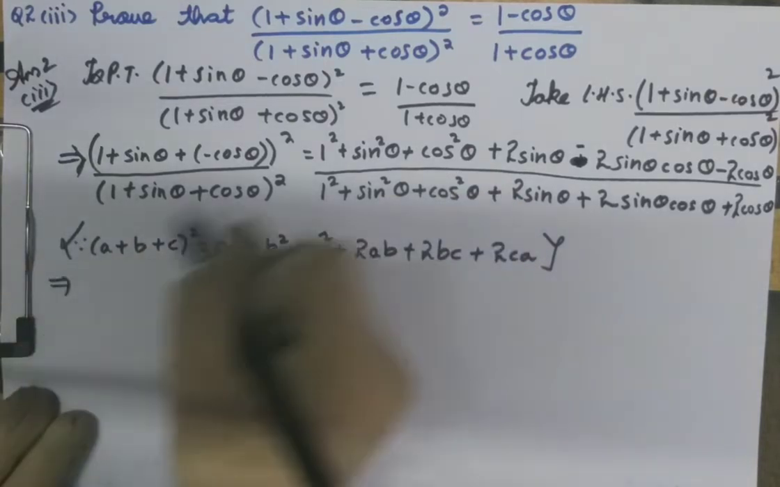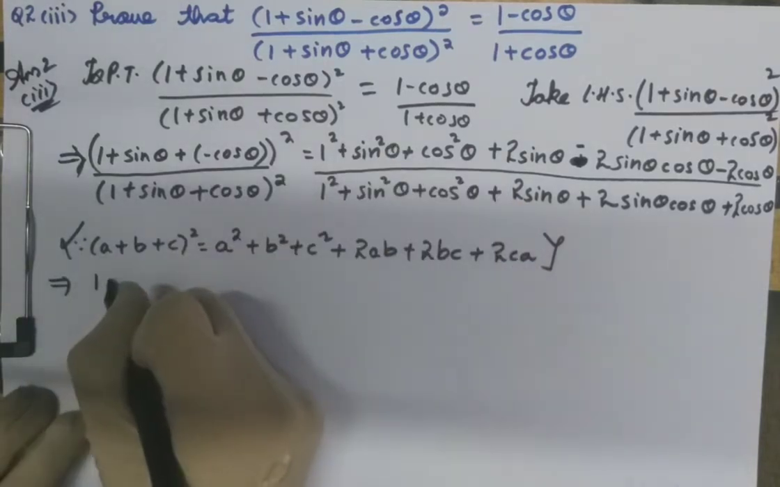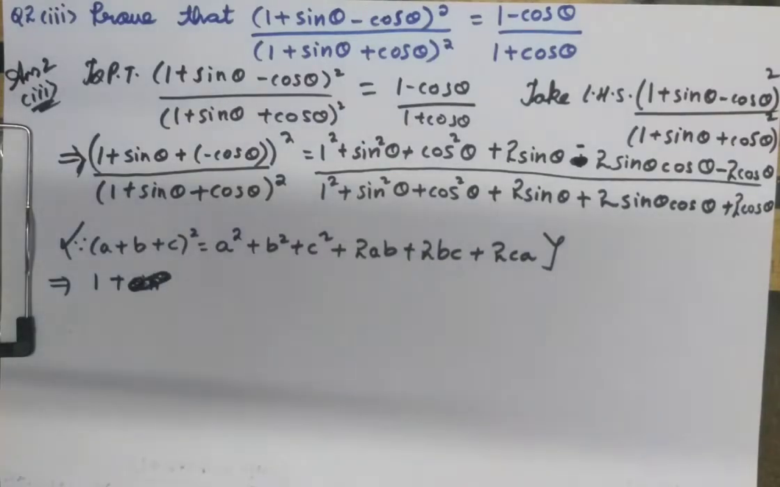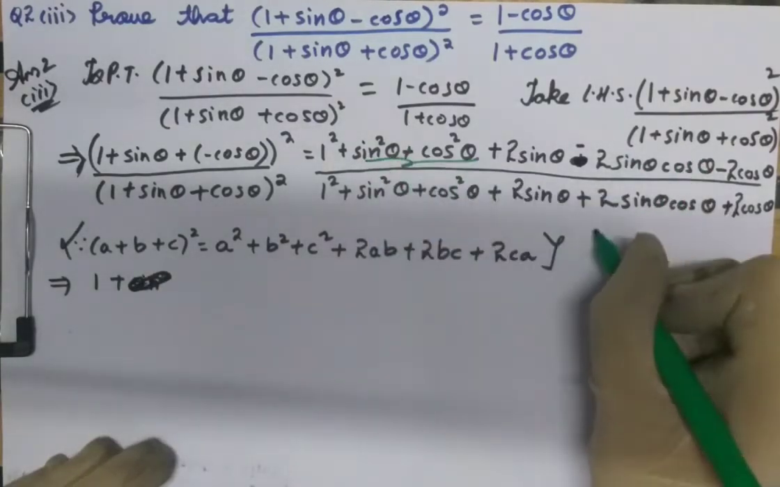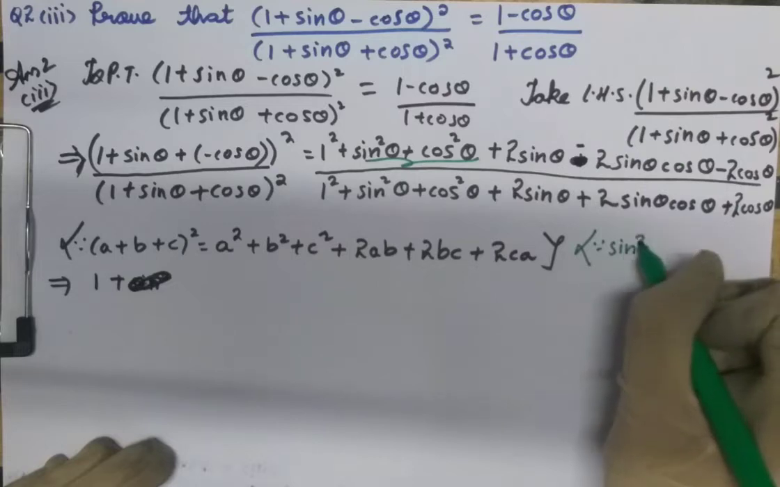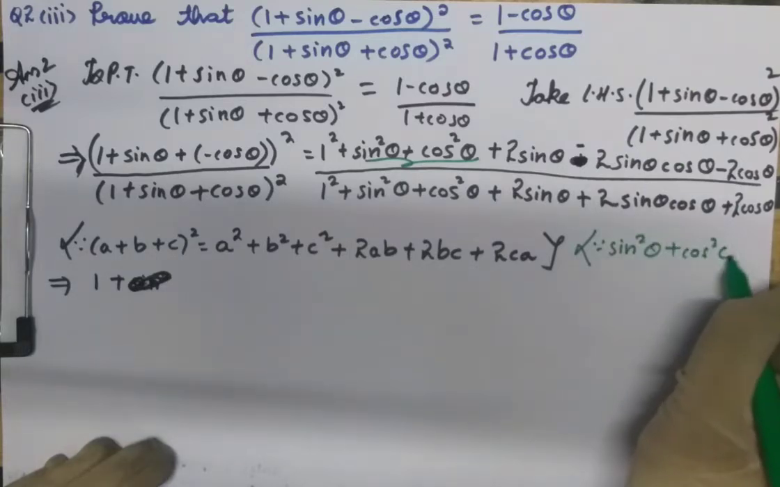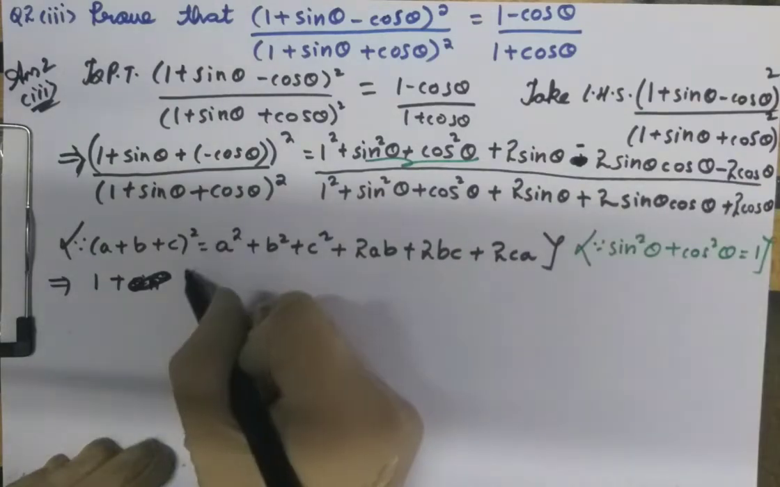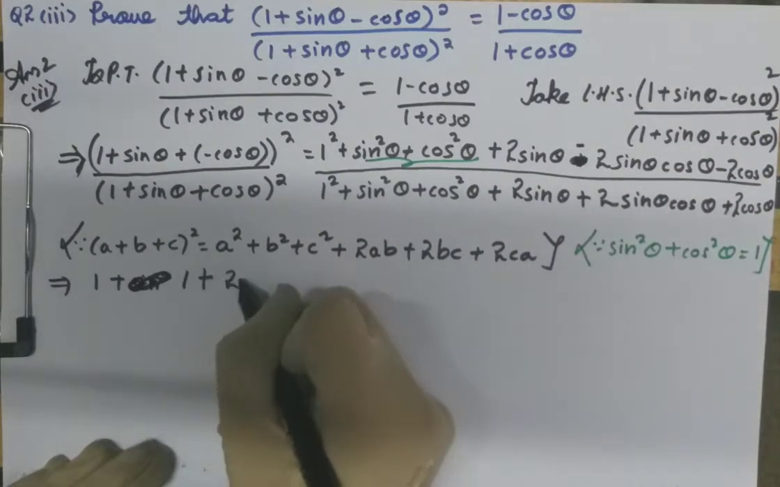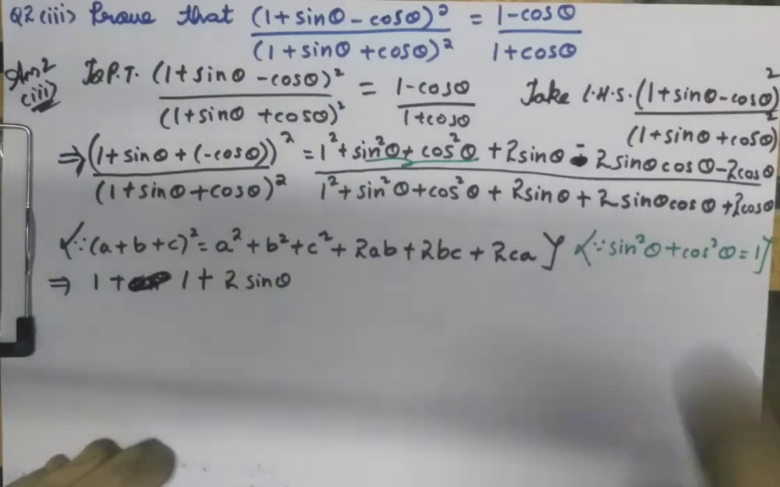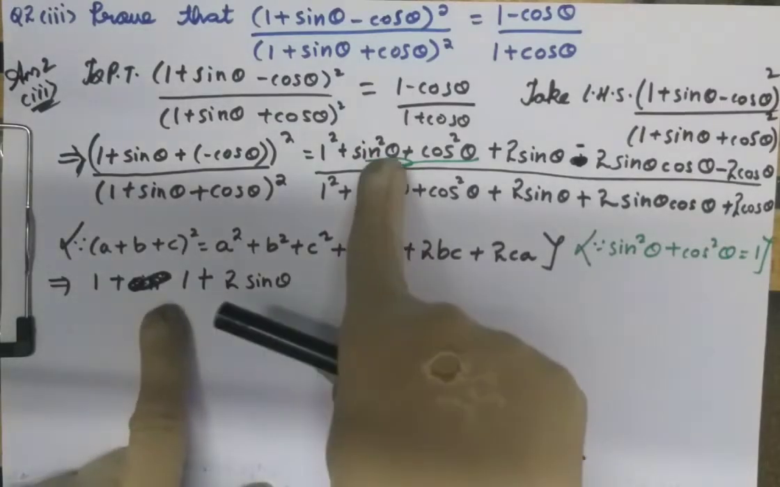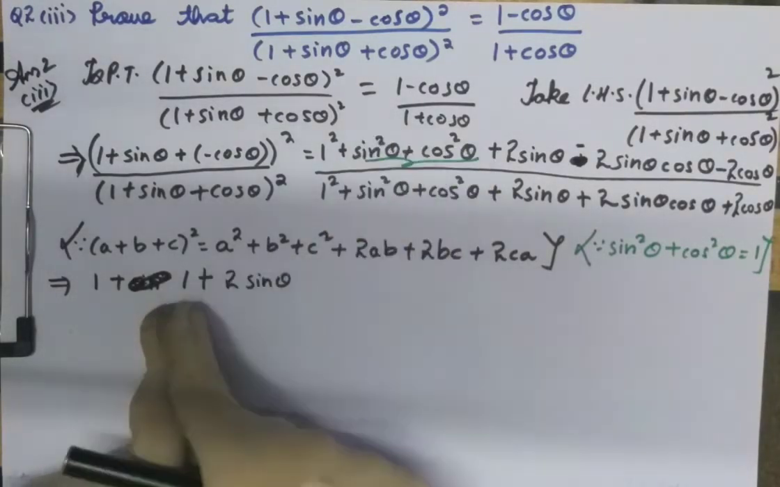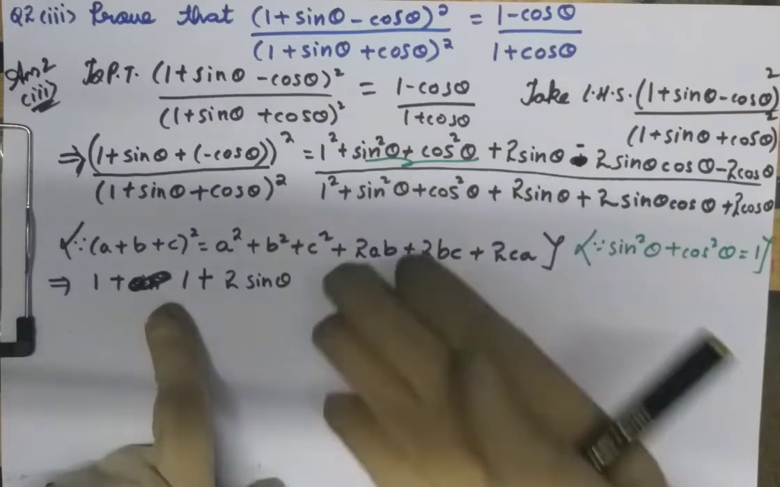So here we have 1 square is 1, plus sine square theta plus cos square theta. We know we have an identity, sine square theta plus cos square theta is 1. So in place of sine square theta plus cos square theta, I'll write 1, plus 2 sine theta. Once again, first we'll write sine square theta plus cos square theta as 1, and then in the next step we'll divide by 2.